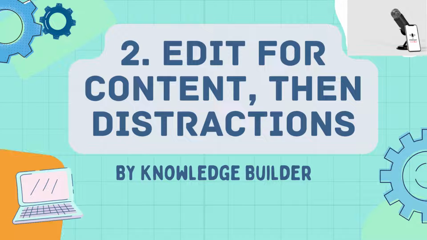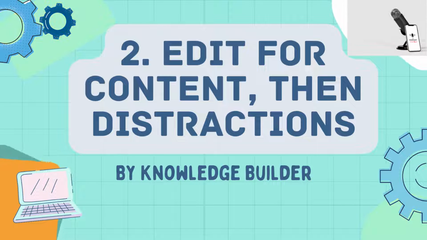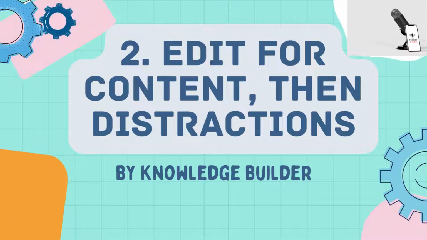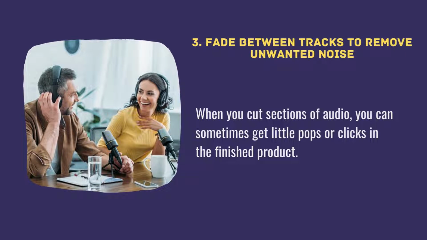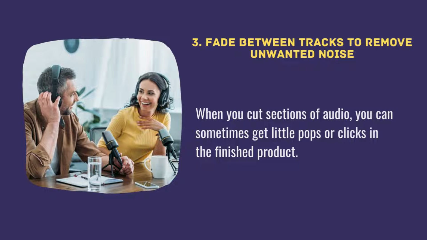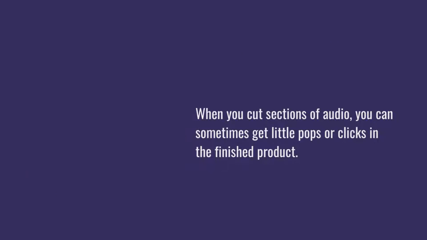3. Fade between tracks to remove unwanted noise. When you cut sections of audio, you can sometimes get little pops or clicks in the finished product. Use the fade tool at the beginning and end of clips if you run into those issues. 4. Create a punch list. If you don't want to listen to an entire episode multiple times, create a list of audio distractions to check during your second pass. This list can save time and ensure you don't miss anything.